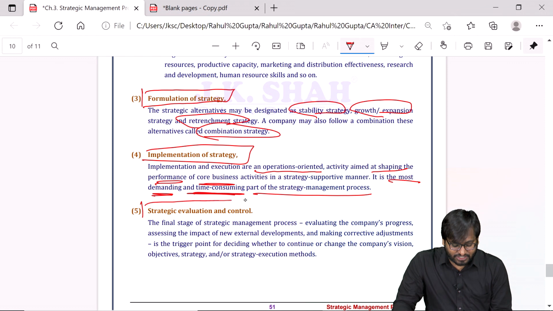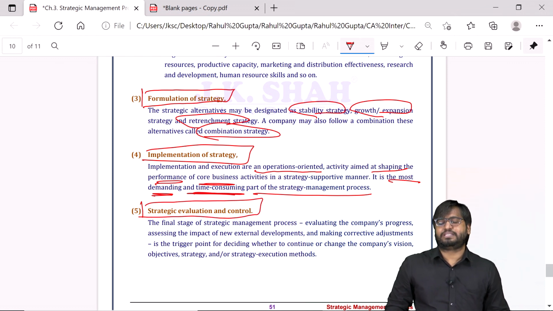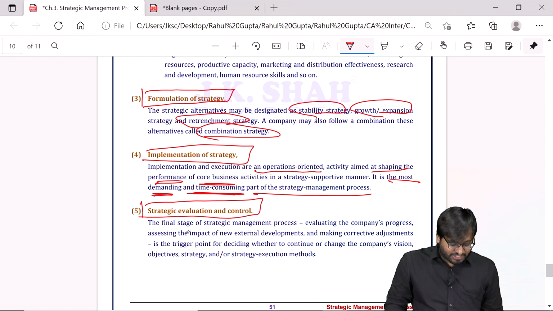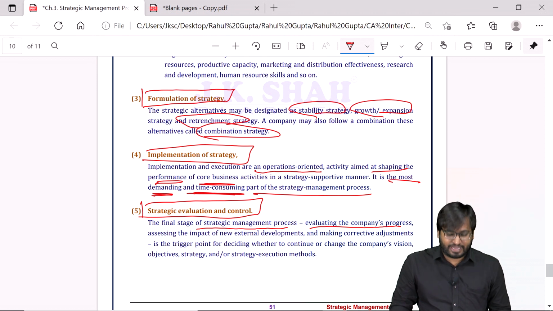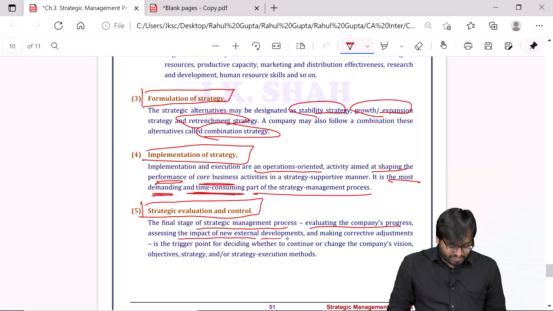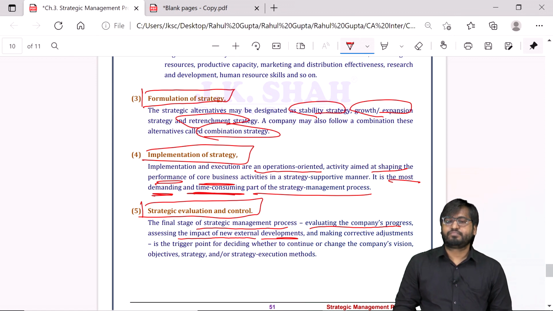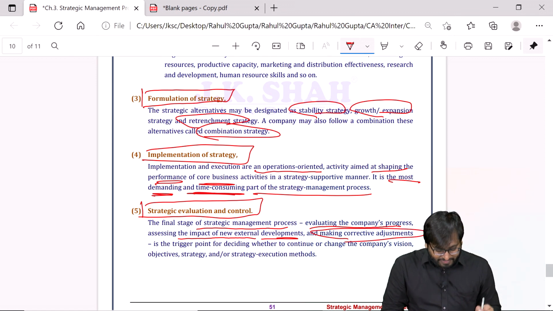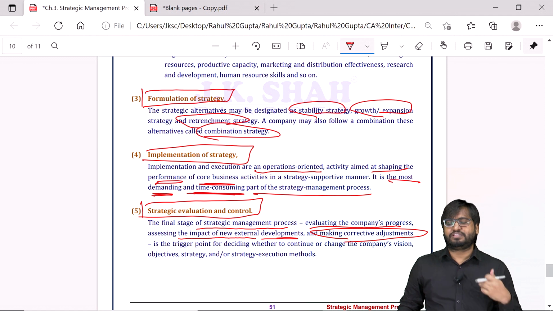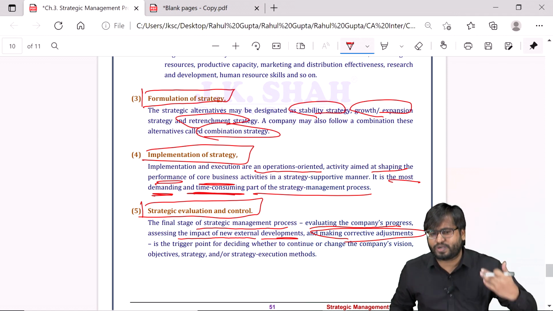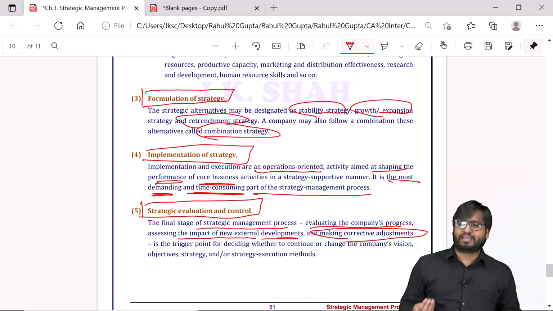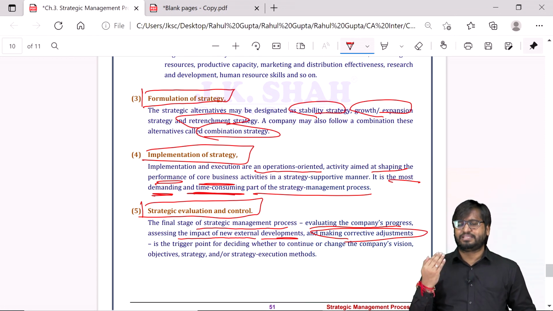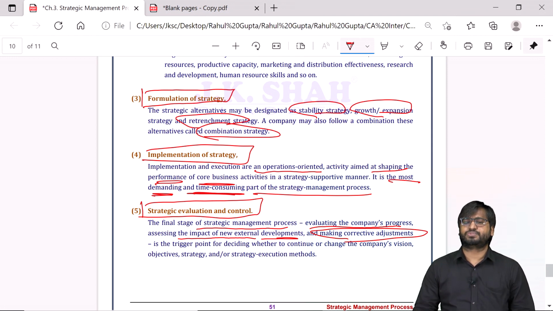Then we have strategic evaluation and control, the last step. The final step of strategic management process is evaluating the company's progress and assessing the impact of new external developments and making corrective adjustments. If everything is going well, good, keep up the good work. But if something goes wrong, you should initiate corrective adjustments. Take necessary steps to correct your mistakes.